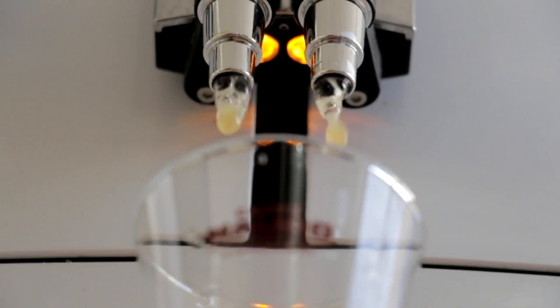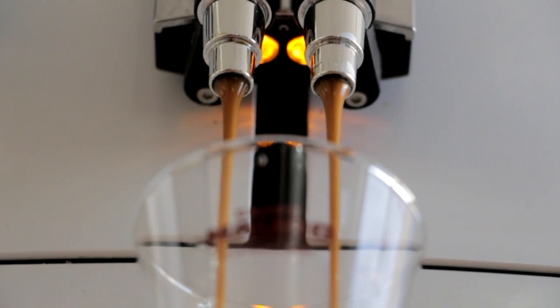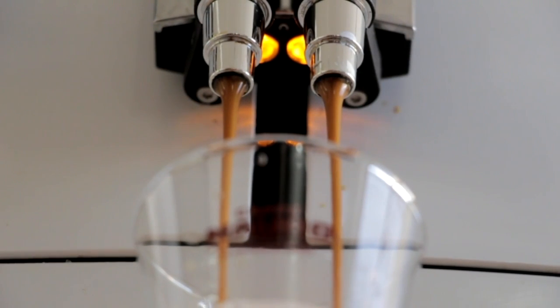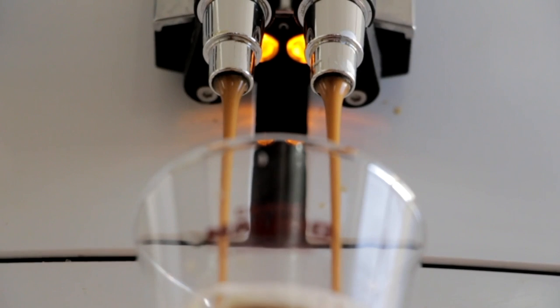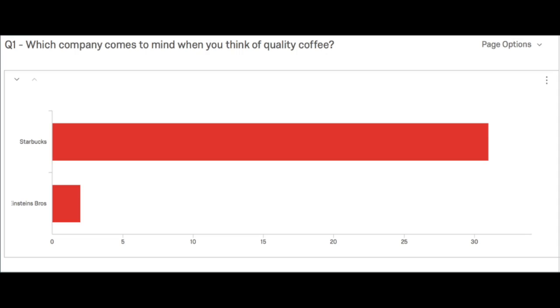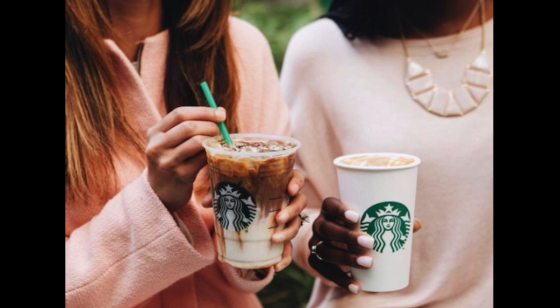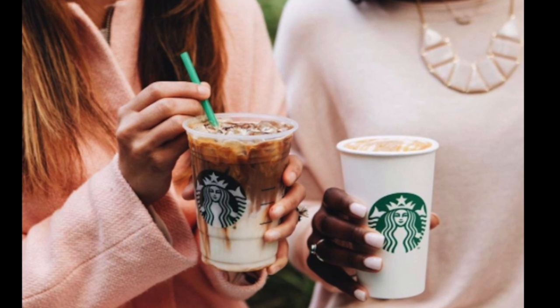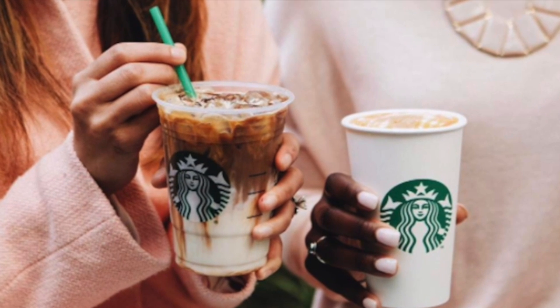Starbucks, through marketing and advertising, has done a great job at anchoring the idea that their coffee is of higher quality and can therefore charge a higher price. We even tested this. From a sample of 33 of our classmates, we found that 93% of students thought that Starbucks coffee was of higher quality and are willing to pay more for it. The anchoring effect emphasizes that consumers are not always rational when making purchasing decisions.